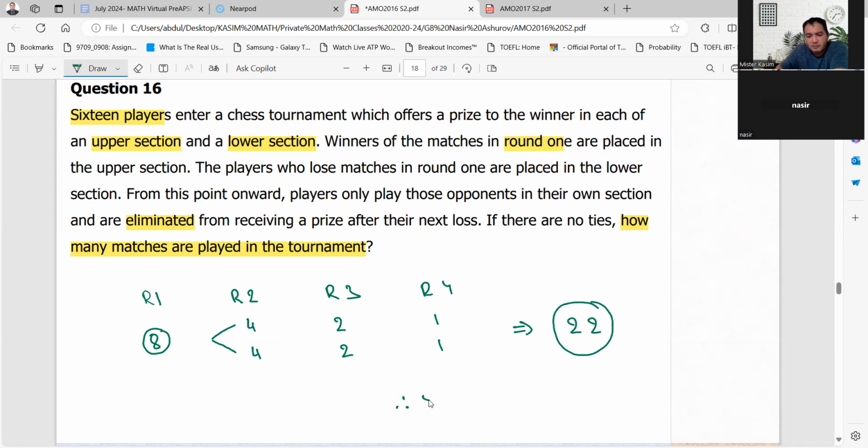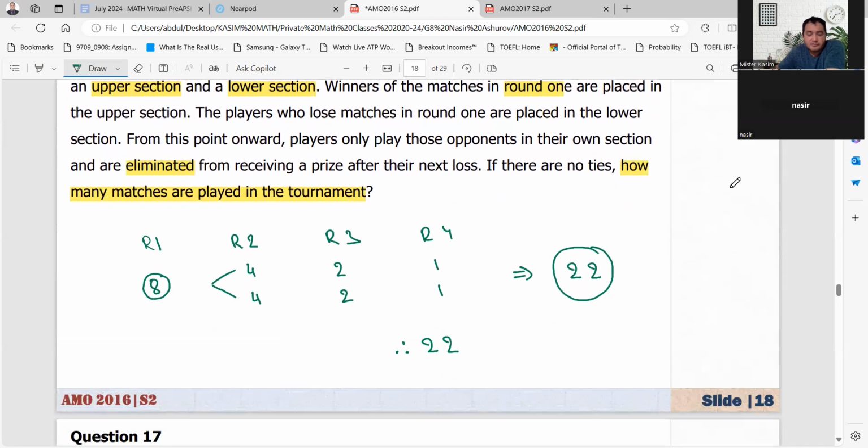I didn't account for the different rounds. You didn't count the qualifying round? Let's see. Because it's asking the total number of games, right? Matches.